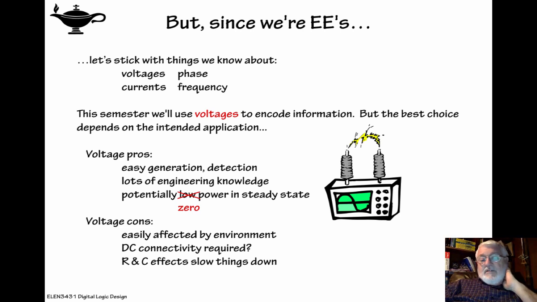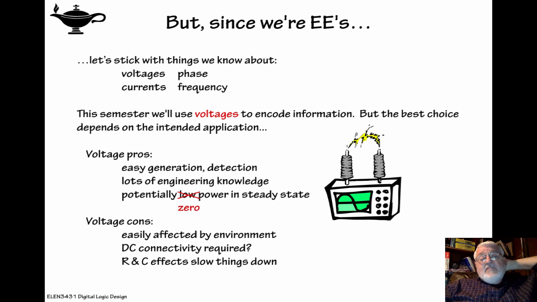What are the problems with voltages? Well, they're easily affected by the environment. So voltage is very noise susceptible. We can ask, is DC connectivity required? In other words, everything has to be connected, whereas with frequencies and things of that sort, you don't have to have them connected. You can, with sinusoidal voltages, for example, but we're looking at DC. So we're saying, do we have to have DC? And the answer is pretty much yes at this point.